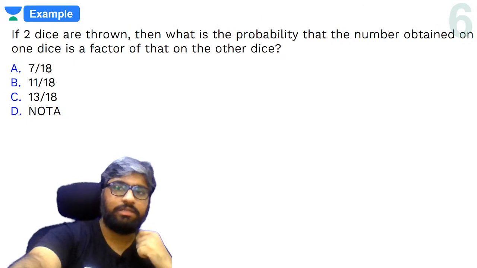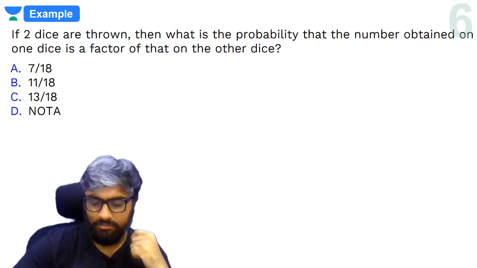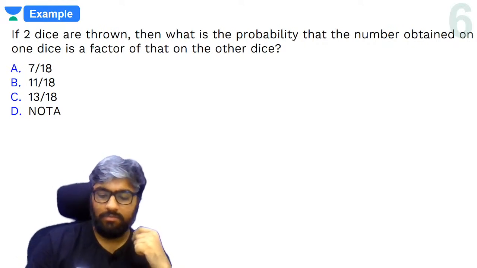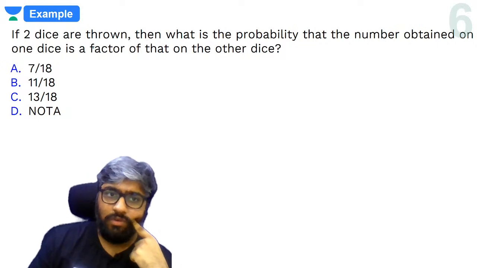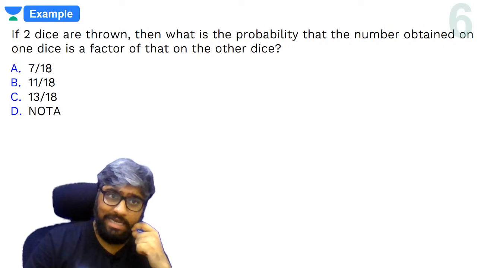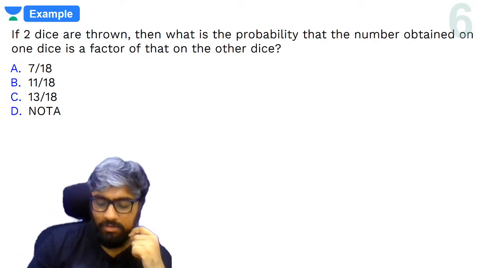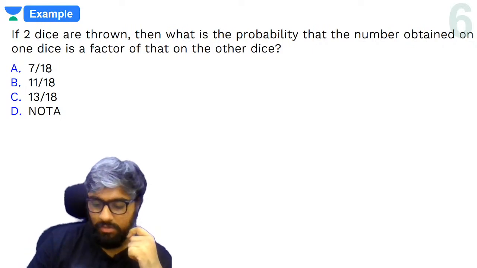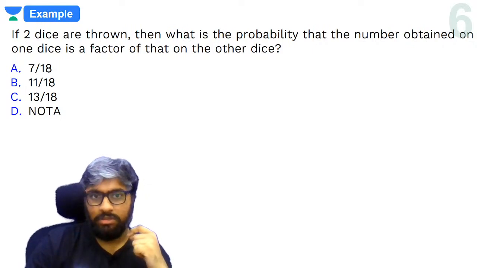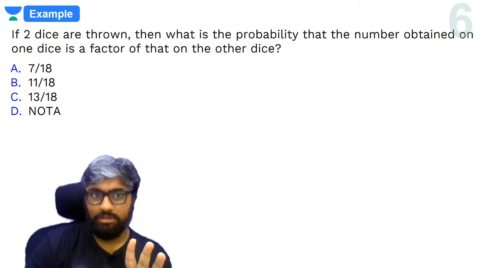Okay, here's our next question. If two dice are thrown, then what is the probability that the number obtained on one dice is a factor of that on the other dice? Yes, one number should be a factor of the other number, two dice.